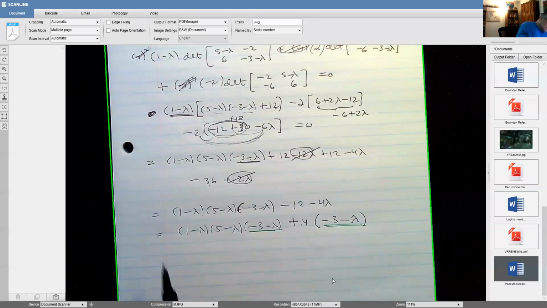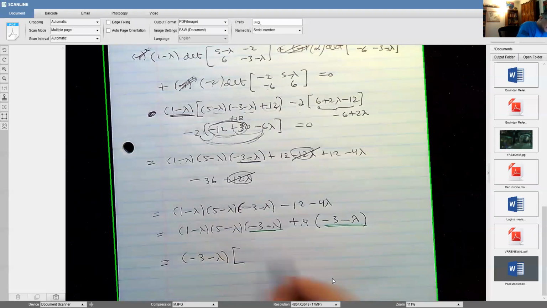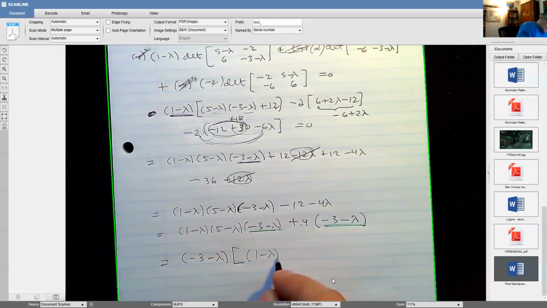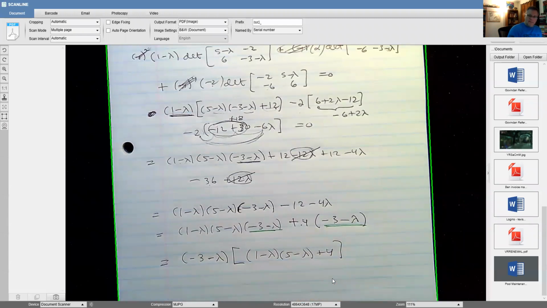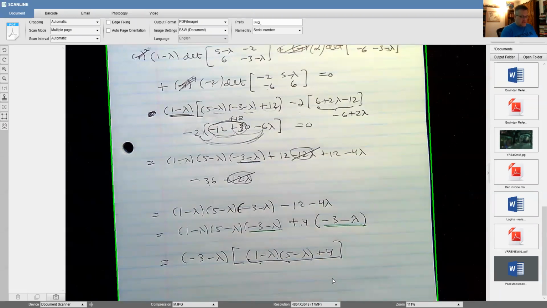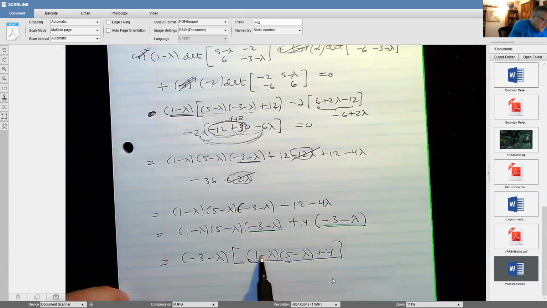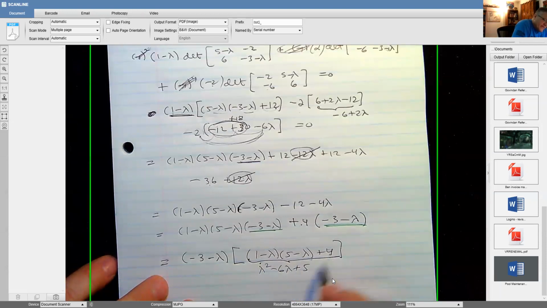Okay, and so let's do that. -3 minus lambda comes out. And then what I'm left over with inside is that. But I still need to simplify this inside. That's just quadratic, so it's a little bit easier to do. It'll yield a polynomial that's easily factored. If I FOIL this out, I get lambda squared minus 6 lambda plus 5, and I have that plus 4 there.